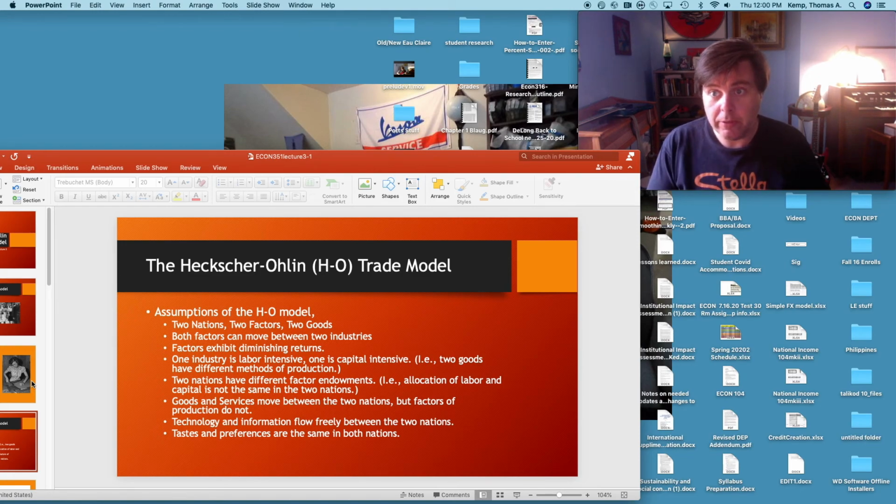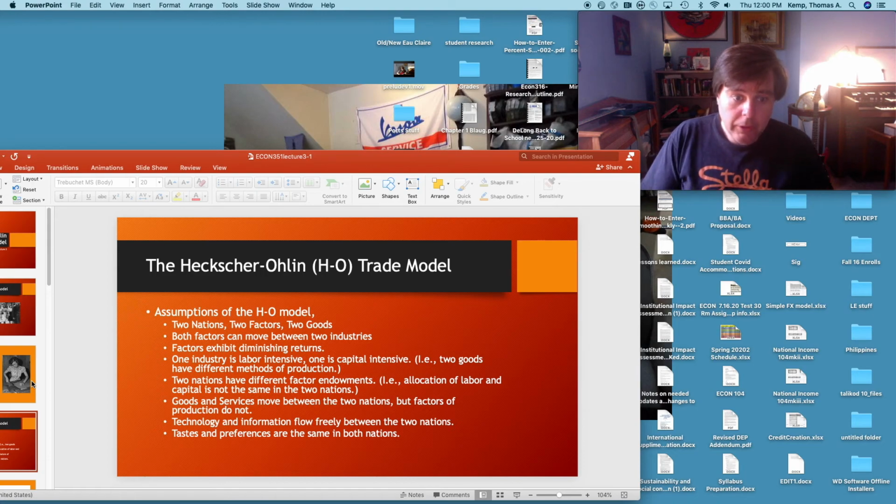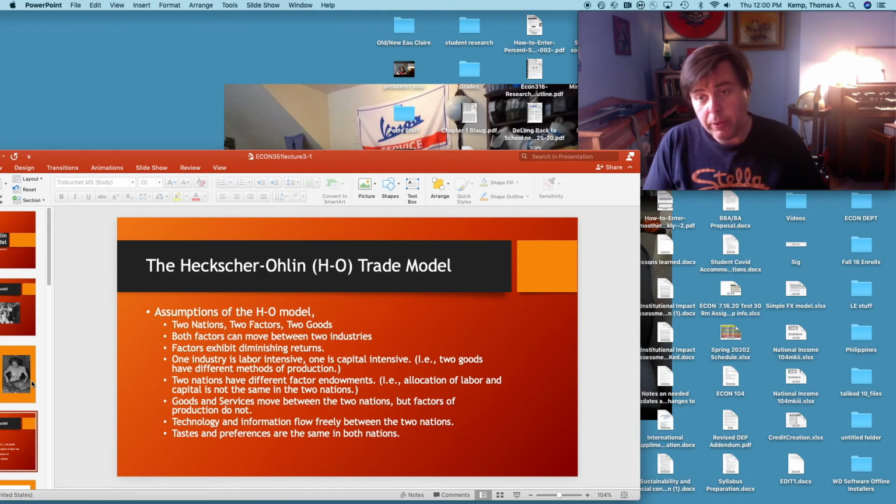So we could summarize that assumption down to the 2 industries producing the 2 goods exhibit 2 different production functions, which would basically have to be the case if the 2 different goods are different. And so we could even further collapse that down into 2 goods, but we need to understand everything that's implied in that. 2 nations have different factor endowments, right? So it's an allocation of labor. Capital is not the same in the 2 countries, right? So one has a relatively large amount of labor and one has a relatively large amount of capital.